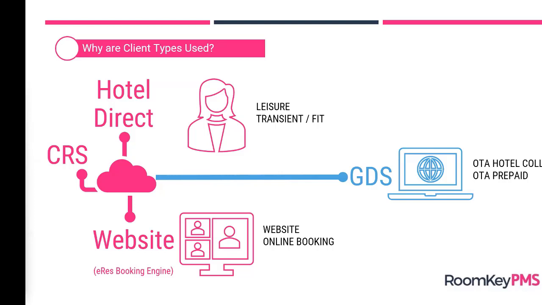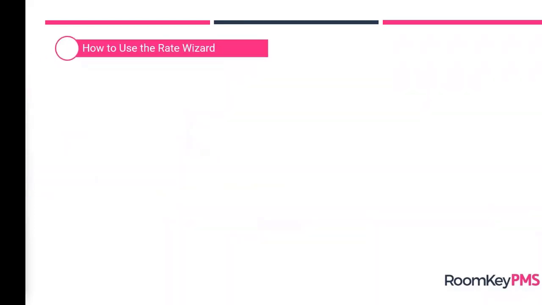So we've looked at the distribution channels and our client types now. Now that we know that we need to have a client type attached to a distribution channel in order for a rate to be booked, let's jump right in and see how we can actually use the rate wizard.